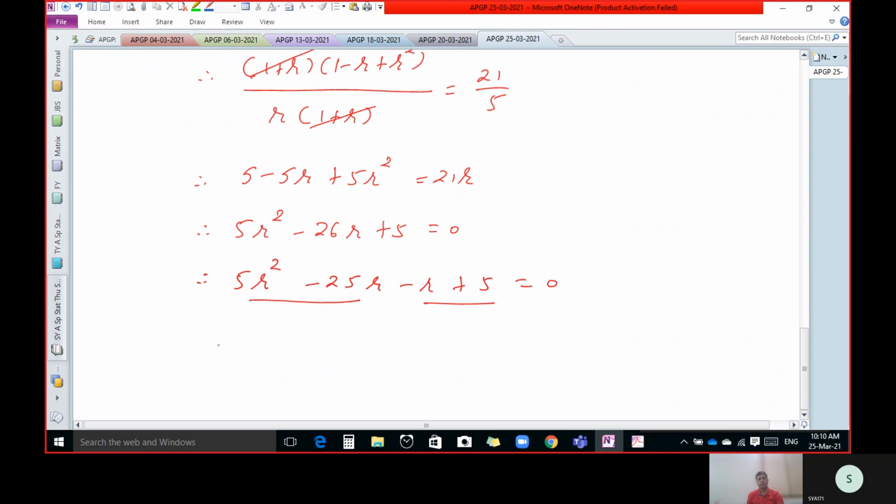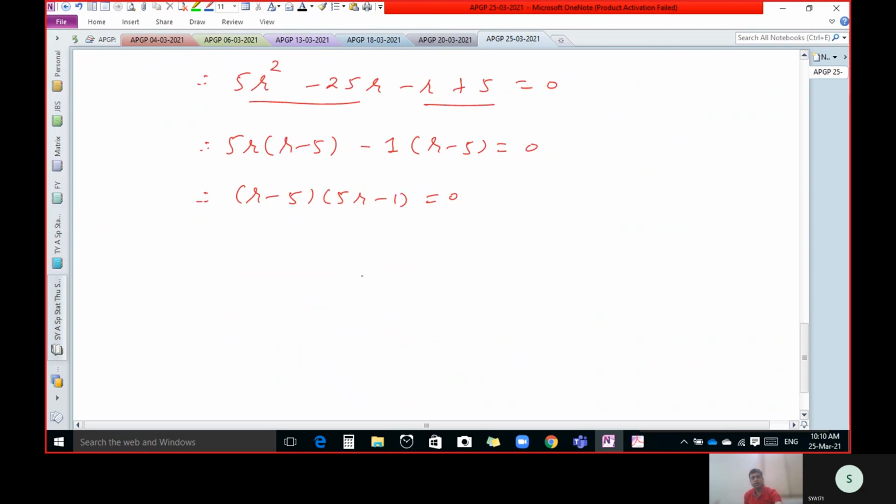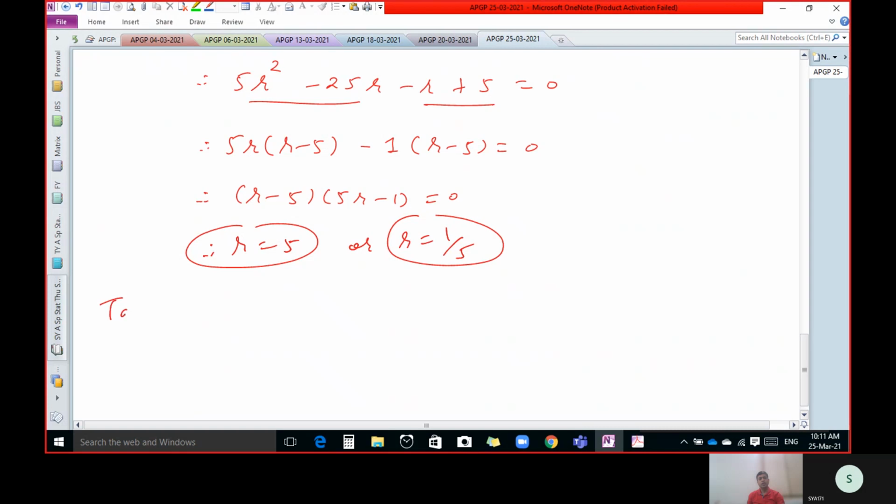Now factorize. Take 5R common, take minus 1 common. So what is the factor? R minus 5, 5R minus 1. So what do we get for R? R is equal to 5 or 1 upon 5. Correct. So R equal to 5 or 1 upon 5. Now take any one out of these two values. So taking R equal to 5 and put in equation 1 or 2 or in 3. So let us put in 3.